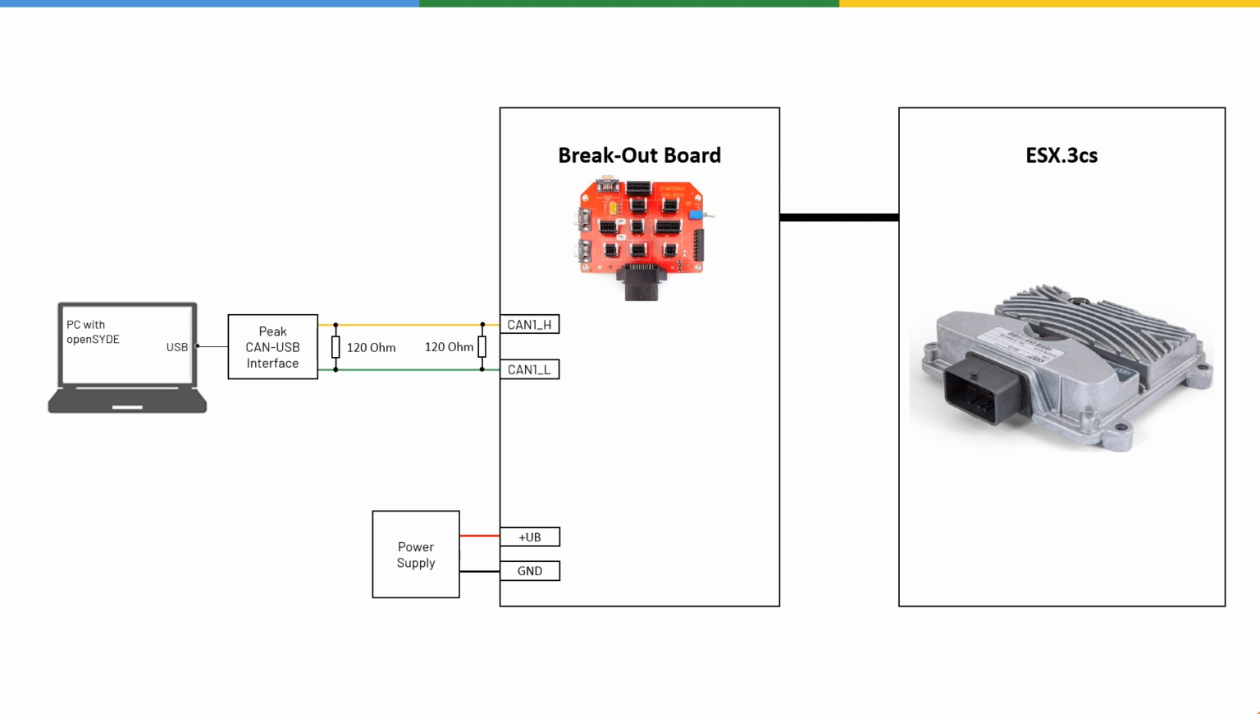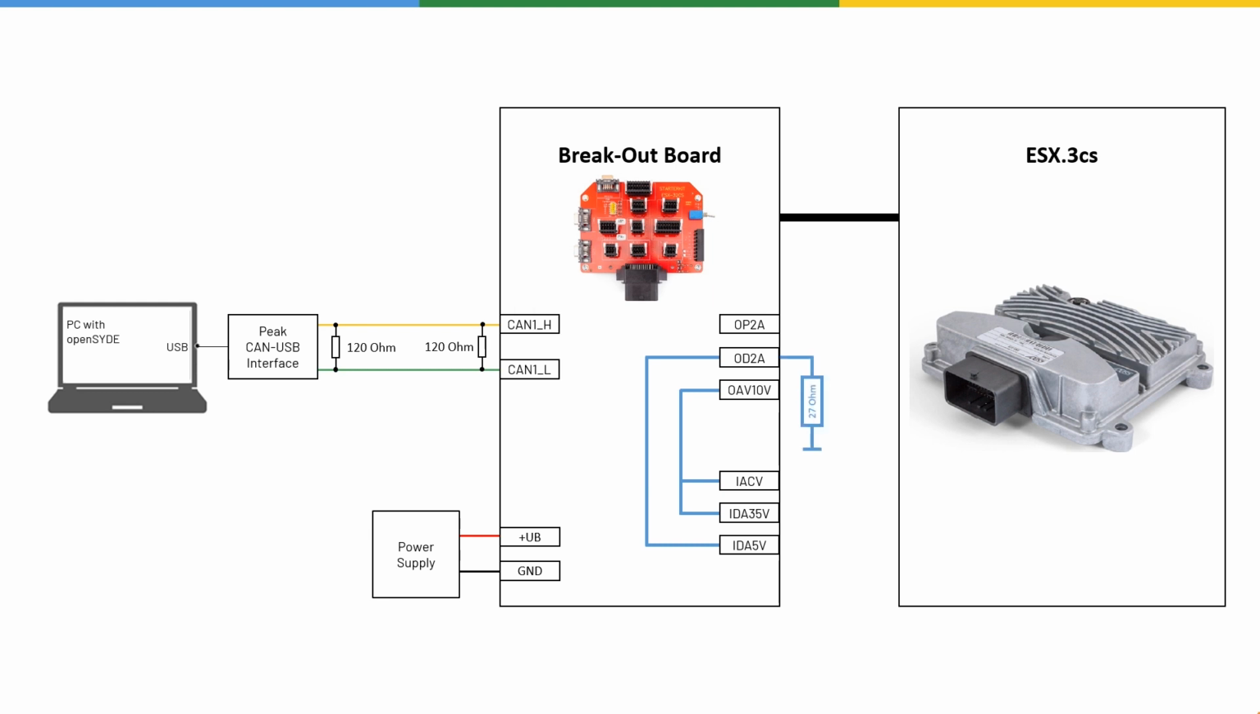On the breakout board, we make connections between inputs and outputs with cable jumpers. We connect OD2A and IDA5V as well as OAV10V and IACV, and at the same time IDA35V. We do not use the output OP2A in the following demonstration. We additionally provide the output OD2A with an external low impedance load.